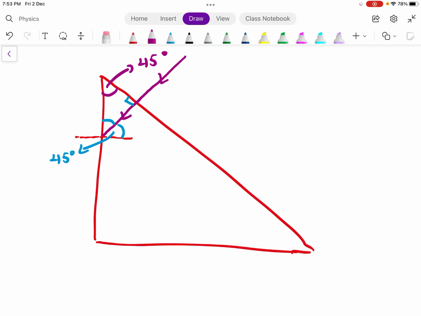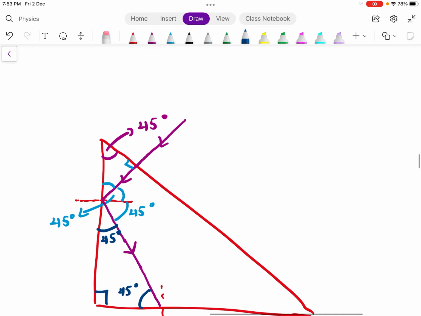So you draw the reflected ray here. Then after that, you draw another normal. So 45, this must also be 45 because the angle of incidence is equal to the angle of reflection. Since it is 45, we know that the normal is 90 degrees, so this is also 45 degrees. This is 90 degrees, and this is 45 degrees.